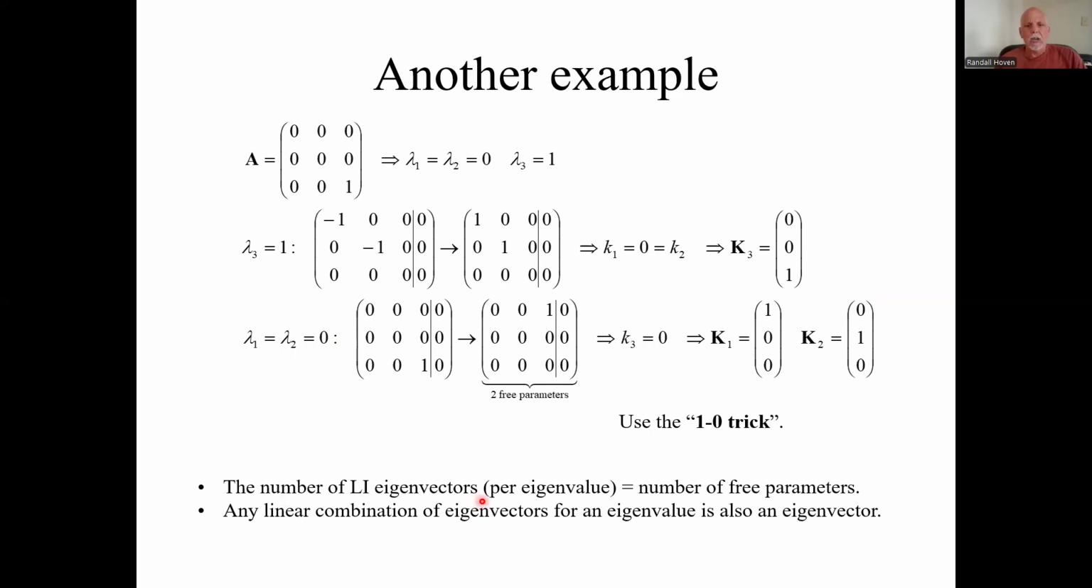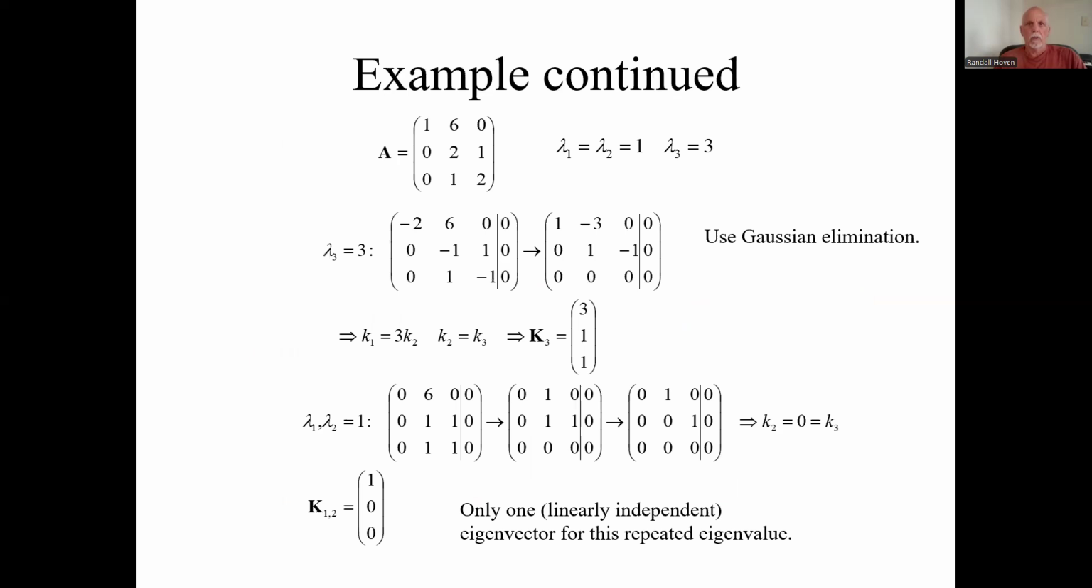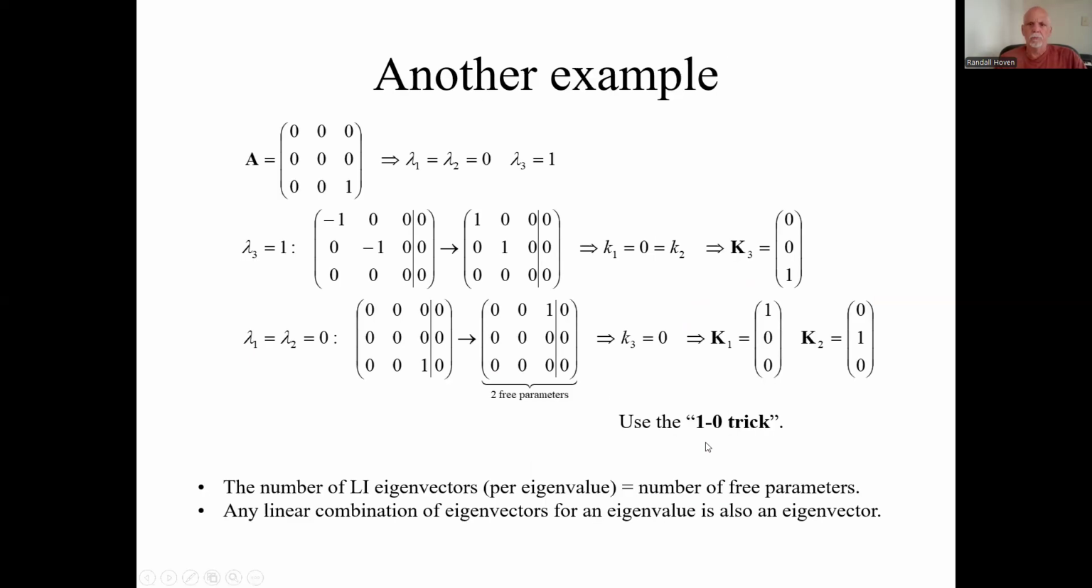The number of eigenvectors you're going to get for a particular eigenvalue is the number of free parameters. Here we had 2 free parameters. In this previous example, we only had 1 free parameter. Any linear combination of eigenvectors for a given eigenvalue is also an eigenvector. These two are linearly independent. You can use them to generate any other eigenvector, but it won't be linearly independent of these two.